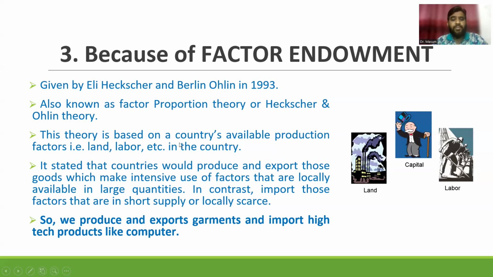So we are producing garments using our own factors, and we have all the factors of production to produce garments. But we don't have sufficient factors of production to produce computers. Say, for example, we are not expert in manufacturing computers. We are not expert in manufacturing arms and weapons. So those are known as the capital intensive industries. Our industry is a labor intensive industry.